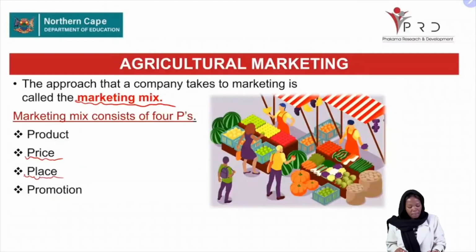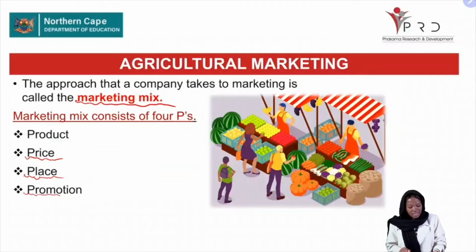Now, that P of our marketing mix is the place. The producer has to determine the place where he or she will be selling these products. Will it be at the farm or in different supermarkets? The place where the consumers will be buying the product. That is the placement.